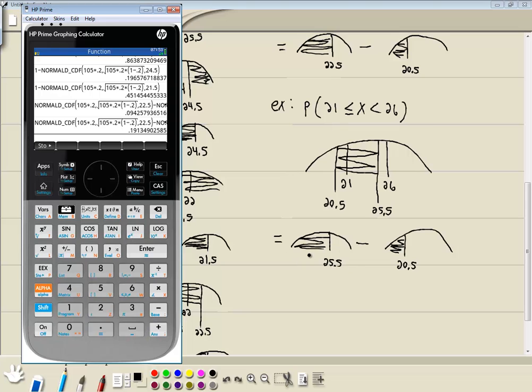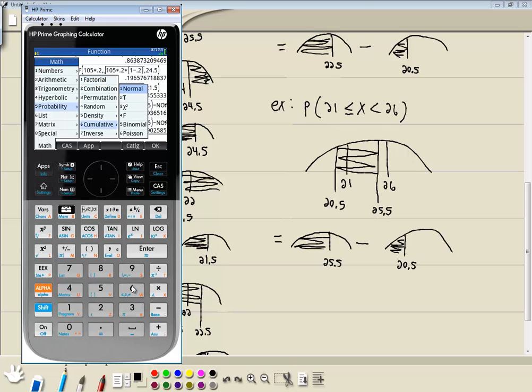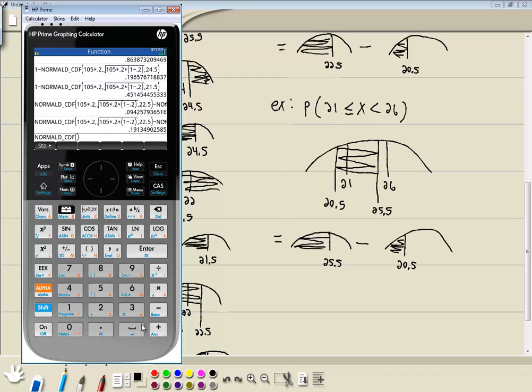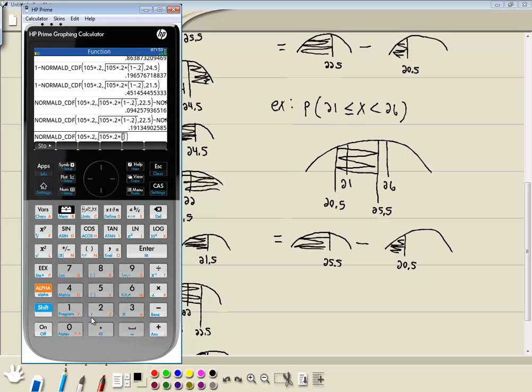So I'm going to do the first one. So I do my toolbox. I choose 5. Choose cumulative. I choose 1 for normal. And n times p. So I got 105 times 0.2, comma, and then the square root. So we'll do shift x squared, n, which is 105, times p, which is 0.2, times, and then inside of parentheses, 1 minus p. So 1 minus 0.2.